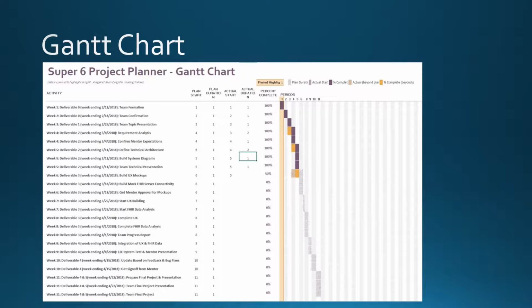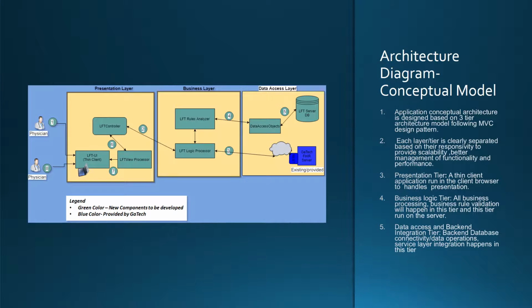Here is our Gantt chart showing we are through the items for deliverable number 2. I'm going to talk about the architecture piece. To develop the LFD application, the Super 6 team chose a 3-tier architecture based on the MVC design pattern. This software design pattern is very popular for developing web applications and thin client applications.